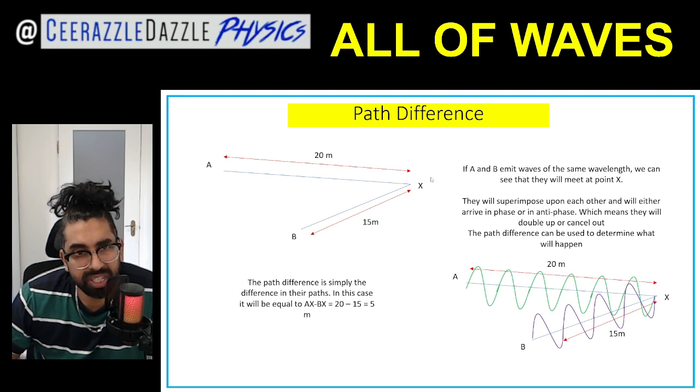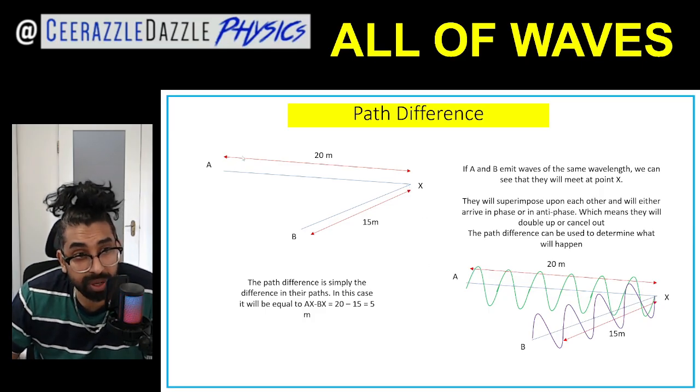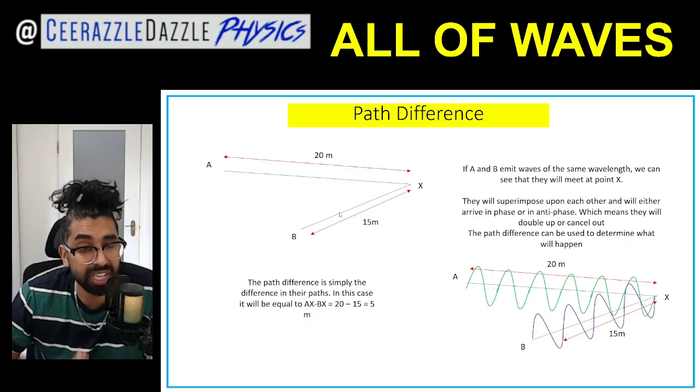So let's say this is 20 meters and this is 15 meters. The path difference is going to be 20 minus 15, which is 5 meters. Now, this is really important because it can tell you what will happen if two waves meet at this point. The path difference will tell you if two waves will arrive in phase or in antiphase.